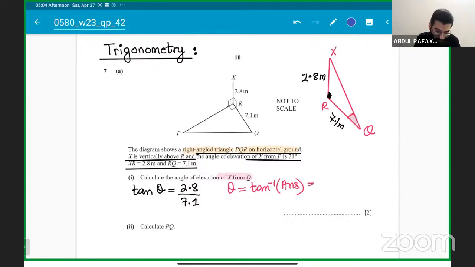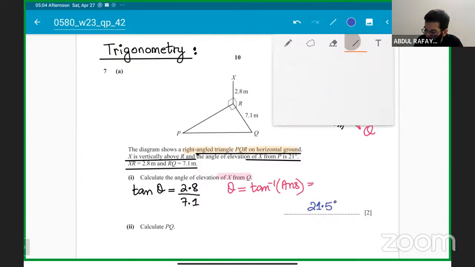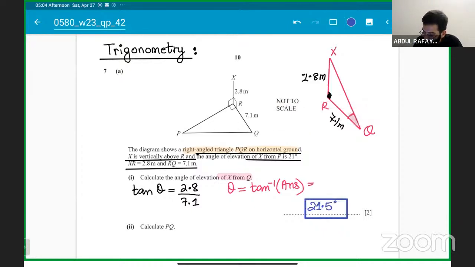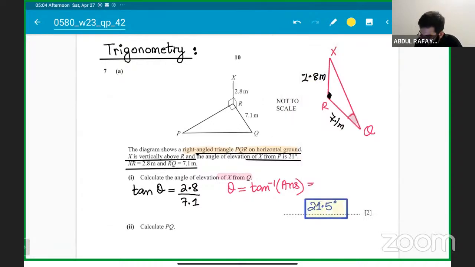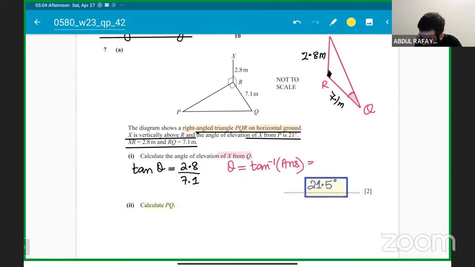So it's coming, students, 21.5, one decimal place, always for the angles, okay? So 21.5 degrees is the answer of part A. Any questions, anyone? Part A, we have got it, guys, okay? Then part A, part 2, we will calculate PQ. So it's not difficult as well.